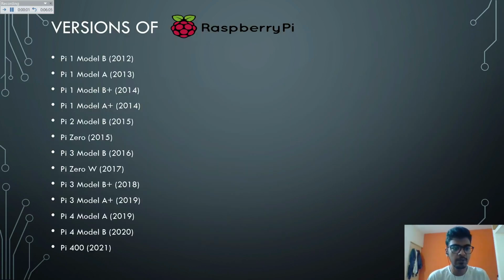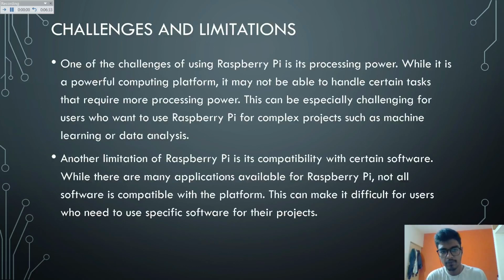The versions of Raspberry Pi are listed here: Pi 1 Model B, Pi 1 Model A, Pi 1 Model B plus, Pi 1 Model A plus, Pi 2 Model B, Pi 0, Pi 3 Model B, Pi 0W, Pi 3 Model B plus, Pi 3 Model A plus, Pi 4 Model A, Pi 4 Model B, which was the most used, and Pi 400, which was recently launched.